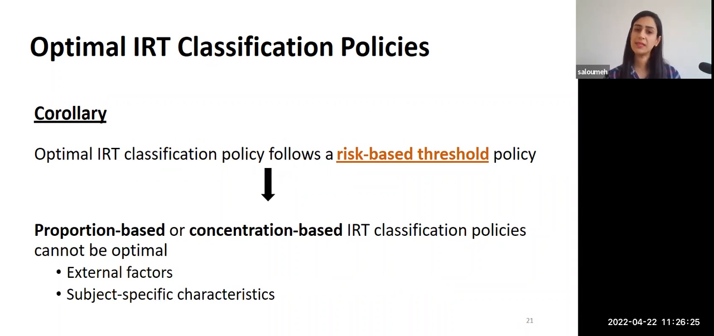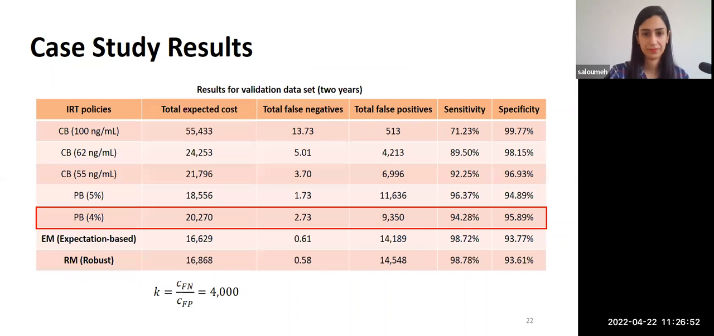The main reason that the current IRT classification policies cannot be optimal is because they fail to take into account external factors and subject-specific characteristics. Because if you define only one specific value for IRT, you do not take into account that different races have different average IRT values, that race has a significant impact on CF prevalence rate and many other things.